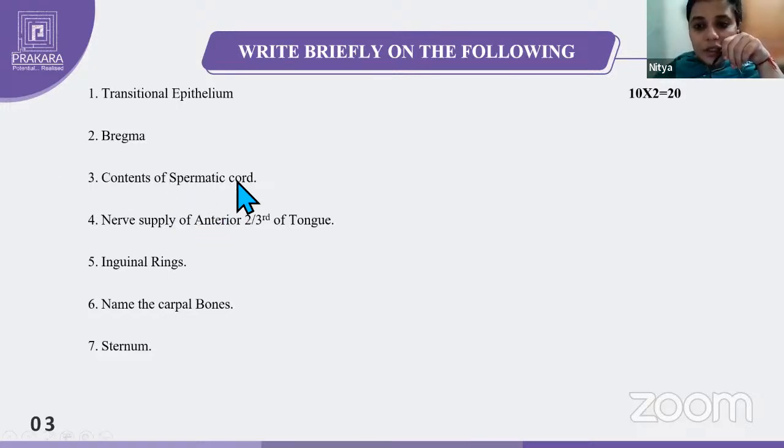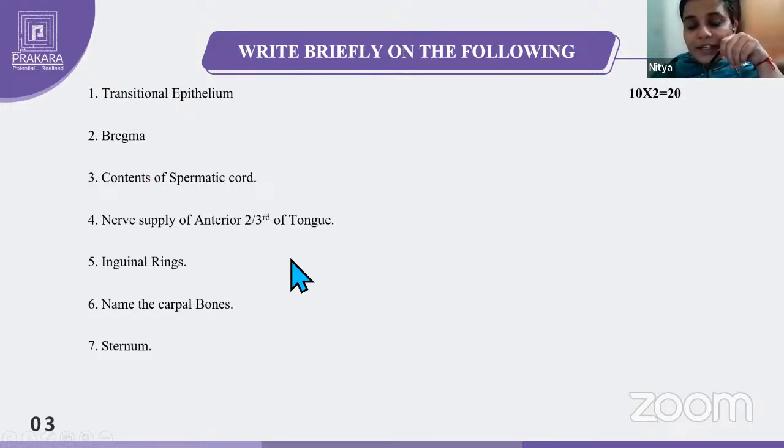Then what are the contents of the spermatic cord? So you have to mention all the contents of the spermatic cord which are being carried, isn't it? So all the contents from the innermost layer, okay, the vas deferens and all the layers of peritoneum and all that. And once it comes out of the superficial inguinal ring, what are the coverings? All of that you have to mention. The nerves which are present, the ilioinguinal nerve, genitofemoral nerve, all these things you have to mention.